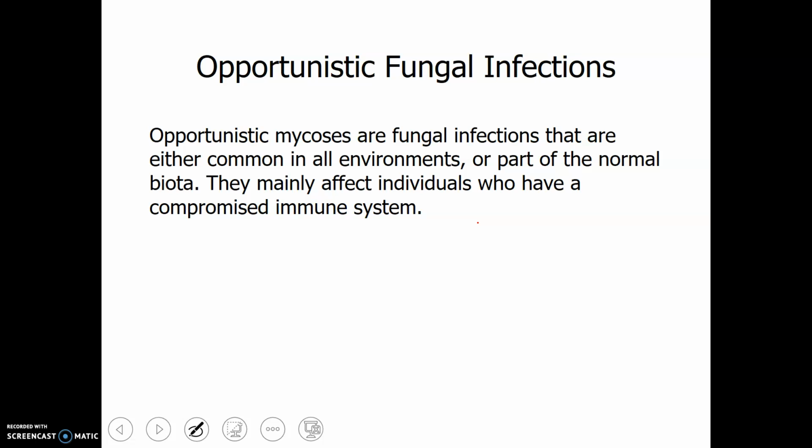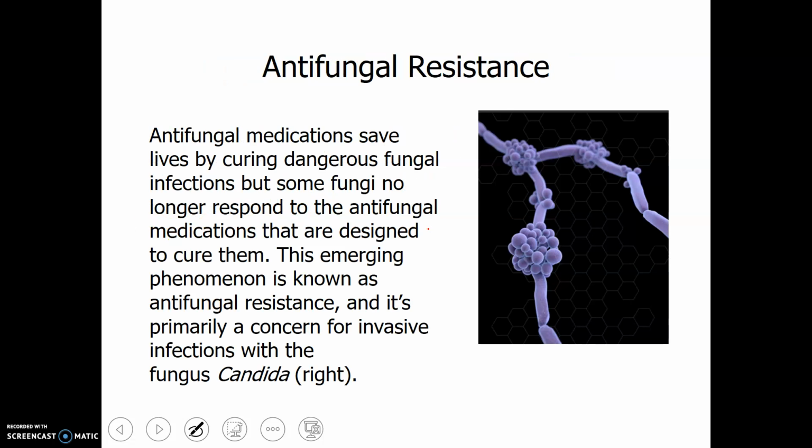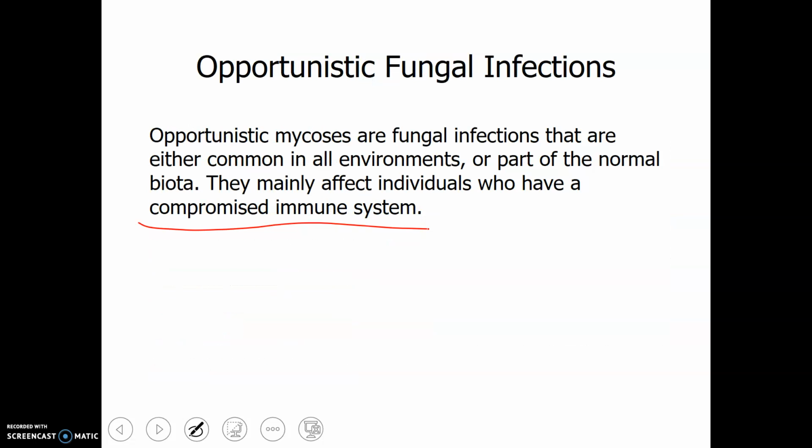All right, opportunistic fungal infections. Opportunistic mycoses are fungal infections that are common mostly in people who have a compromised immune system. AIDS would be one reason, but yeast infections are also more common in people with a compromised immune system, like a diabetic.